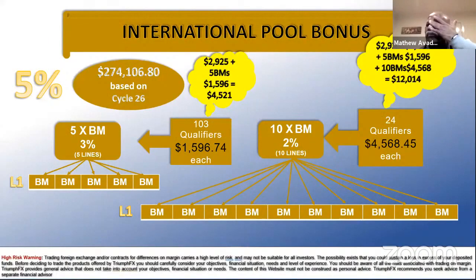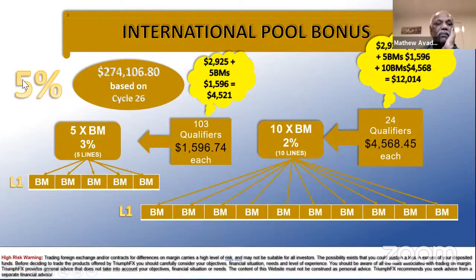Now, the third level is what we call the international pool bonus. This is where you get the balance 5%. I was able to look up the last cycle, cycle 26. They paid out 5%, which was $274,000, even though I only showed you $58,000, because they actually gave me the information of the 5% pool from the PAM. So we combined PAM plus the $30 million pool in the main fund, and it came to $274,000.